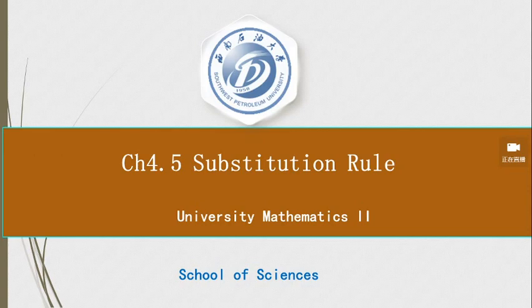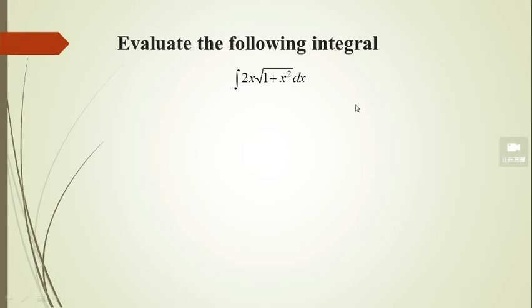Good afternoon, everyone. Today we will study the last section of the integral part, the substitution rule. It is a similar rule to the one we used in the differentiation part. If we have a more complicated function to differentiate, we can find a transition variable u, then apply the chain rule. So in the substitution rule, we will deal with integrals, either definite or indefinite.